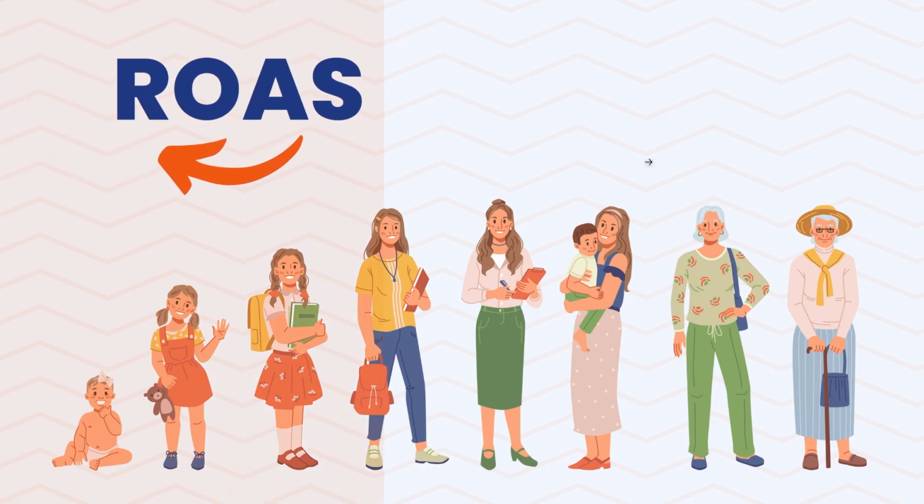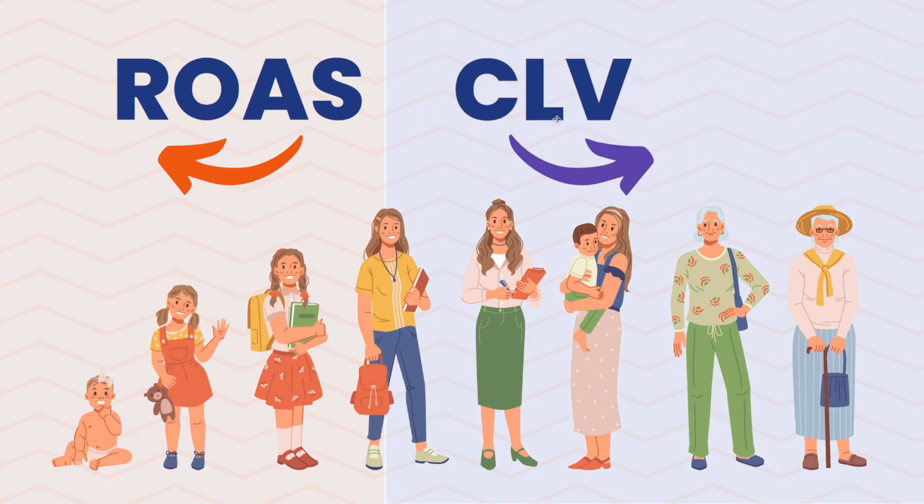So ROAS really helps us cover that first portion where we're looking at the beginning when that person first enters the funnel. We understand that this is what we're going to get. So if we're spending $100 today, we're expecting to get $400 out of it, and that's perfect. That short-term goal.